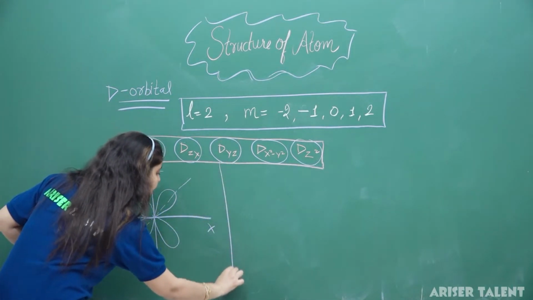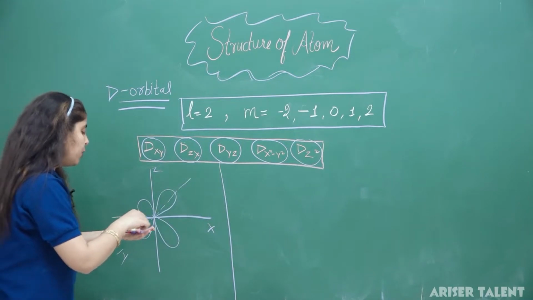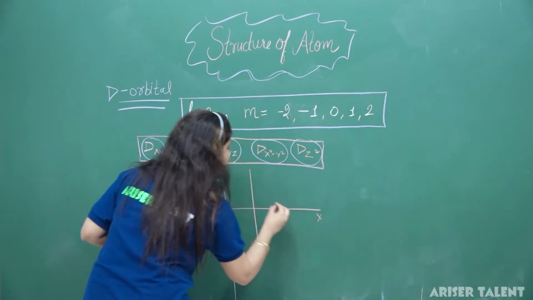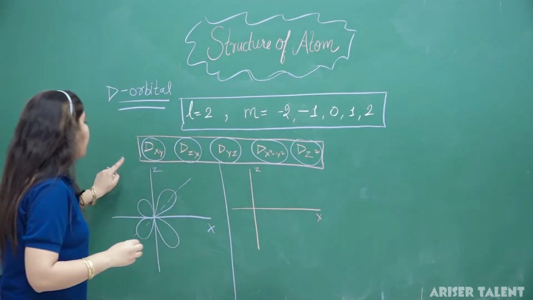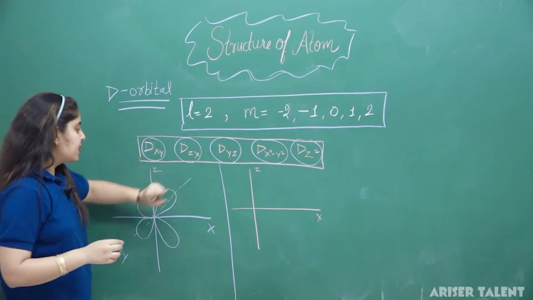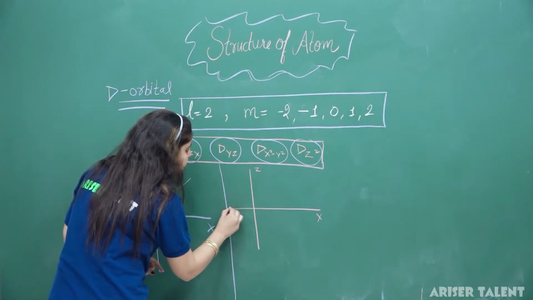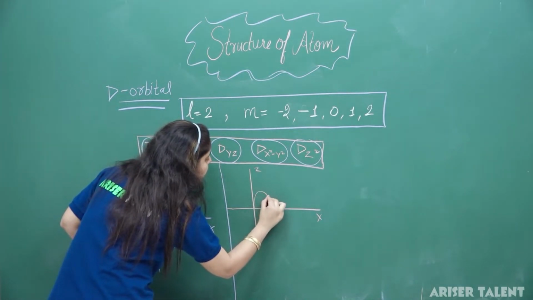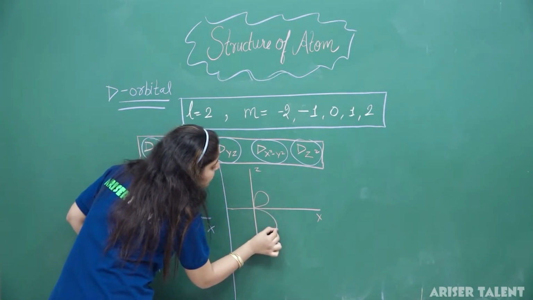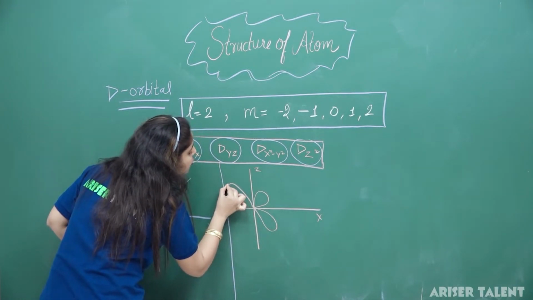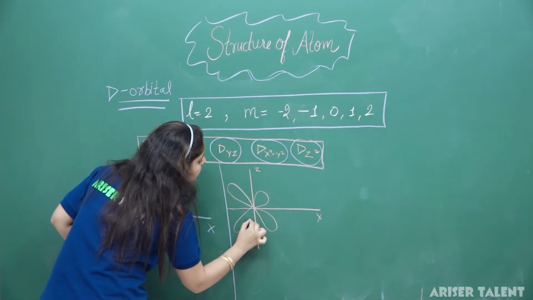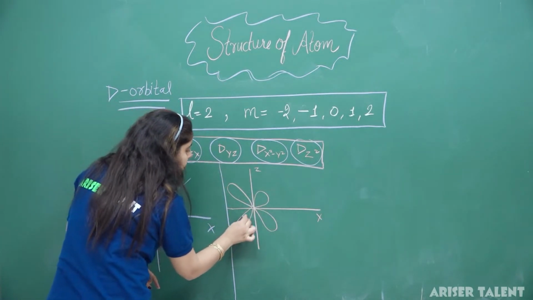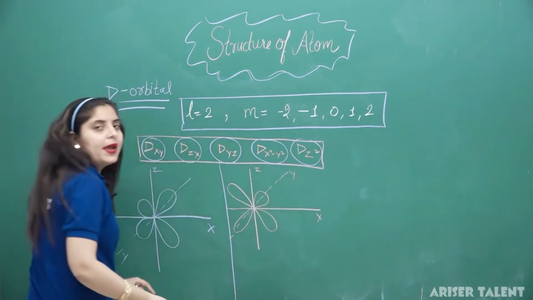Now we want to draw the orbital diagram for dzx. We will get again the x-axis, z-axis, and we want to draw the orbital for dzx. What will we get? Again we will get a small lobe in this direction, one big lobe in this direction, and two long lobes in this direction. So this will be the orbital diagram for dzx, and this is again the y-axis.